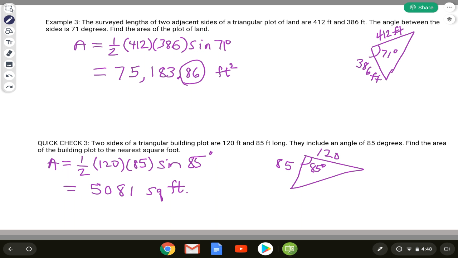So make sure that if they tell you how to round it, make sure you round your answer to that unit as they've asked you to. Otherwise, you can round it to the nearest tenth or the nearest whole number, however you want to do it.